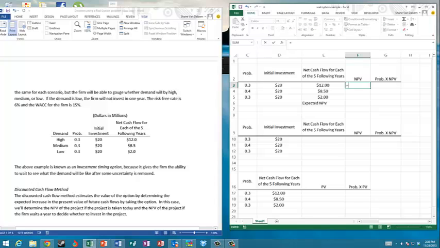So to do that, I'll put in PV. My rate is 15%. That's my weighted average cost of capital. My number of payments is 5. My payment, I'm going to make this negative so I get a positive outcome. And then I'm going to subtract out my initial investment.